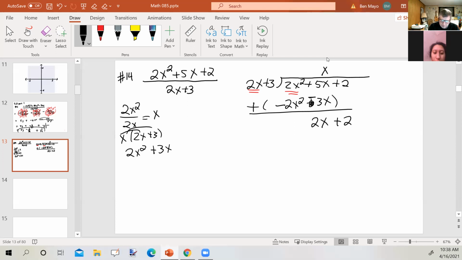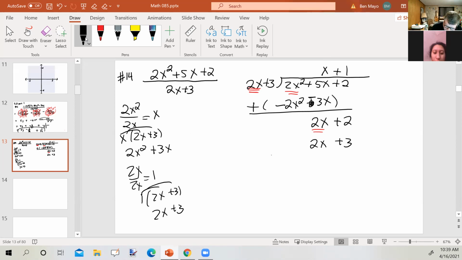Okay. So then we're going to take the leading term divided by the leading term. 2x divided by 2x is 1, so it's a plus 1. 1 times 2x plus 3 is 2x plus 3, which we write up here.